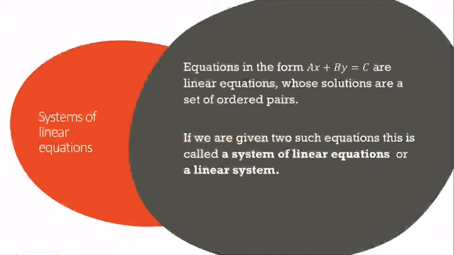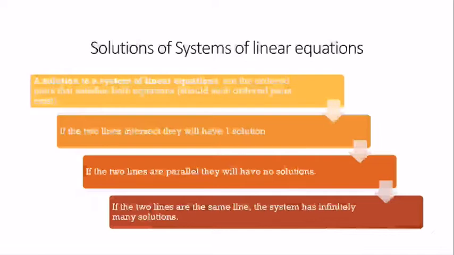So it's important to note that equations of the form ax plus by equals c are linear equations, right? That's the general form or standard form of a linear equation. And the solution of a linear equation would be the graph of that line, which is every set of ordered pairs along that line. If instead we're given 2 linear equations, we would call that a system of linear equations or a linear system. A solution to a system of linear equations are the ordered pairs, there could be multiple, that satisfy both equations.